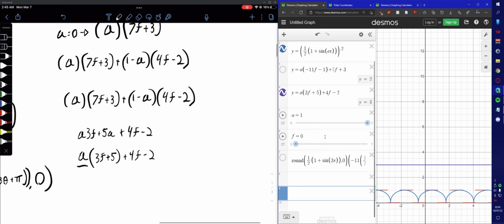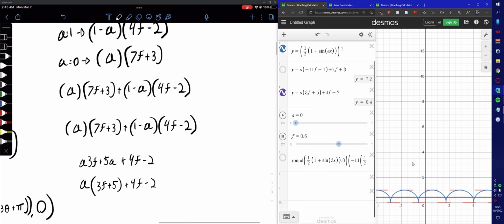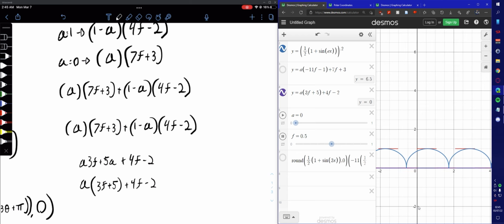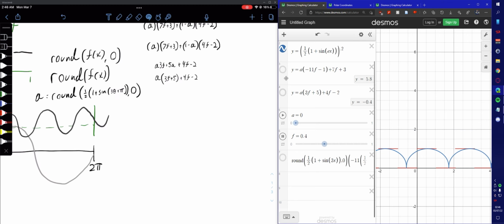So this function, we only have to write our approximation of rounding one time. And if I go over to Desmos here and play the animation, when a is equal to 1, it ranges from 3 to 10, as expected. When a is equal to 0, it ranges from -2 to 2. Awesome.